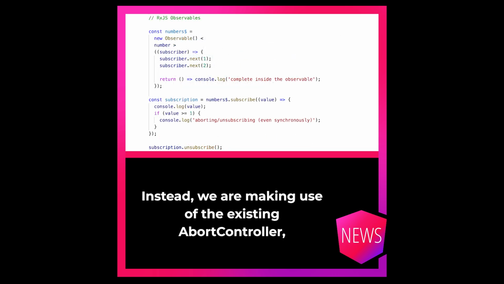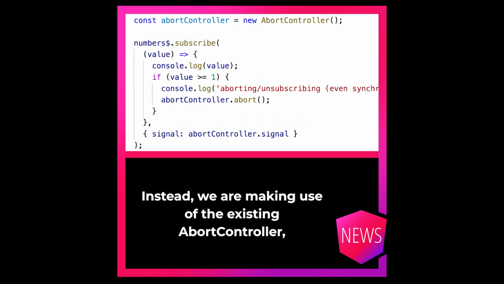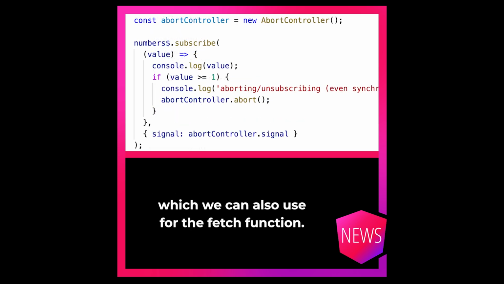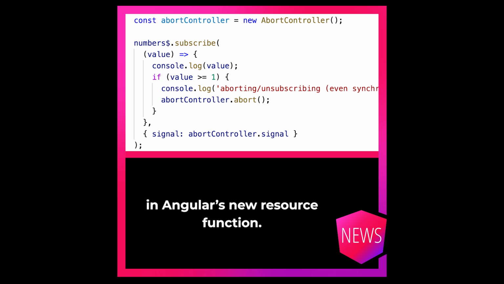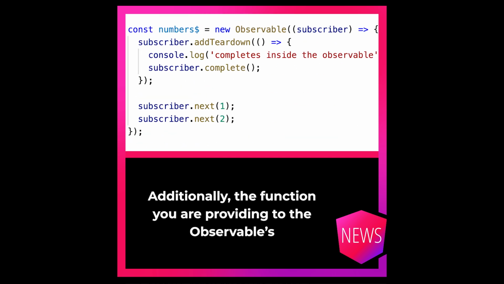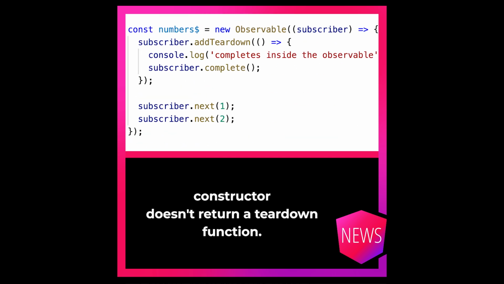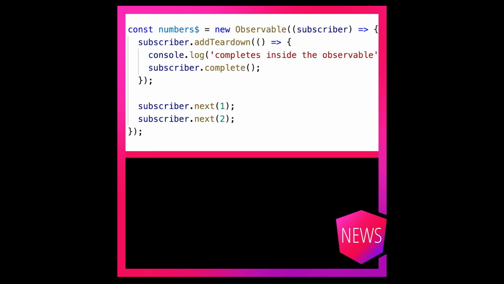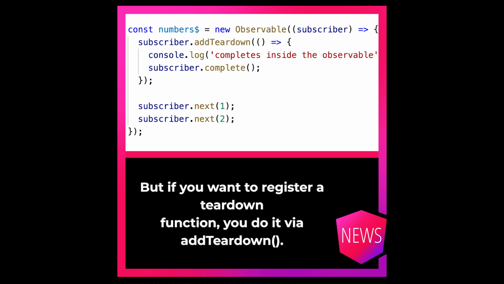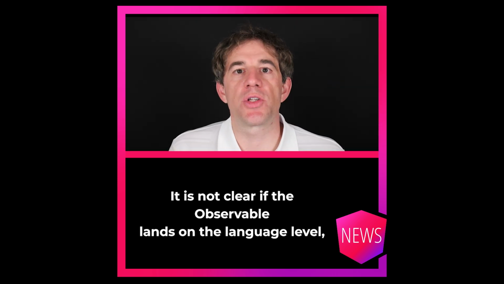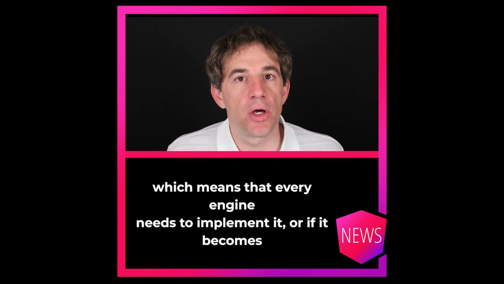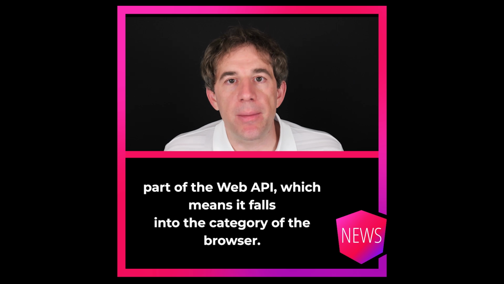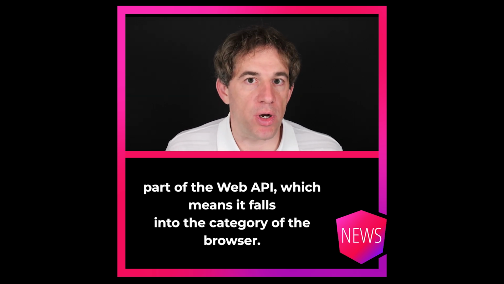We don't unsubscribe. Instead, we are making use of the existing abort controller, which we can also use for the fetch function. You might have seen the abort controller already in Angular's new resource function. Additionally, the function you are providing to the observable's constructor doesn't return a teardown function, but if you want to register a teardown function, you do it via addTeardown. It is not clear if the observable lands on the language level, which means that every engine needs to implement it, or if it becomes part of the web API, which means it falls into the category of the browser.